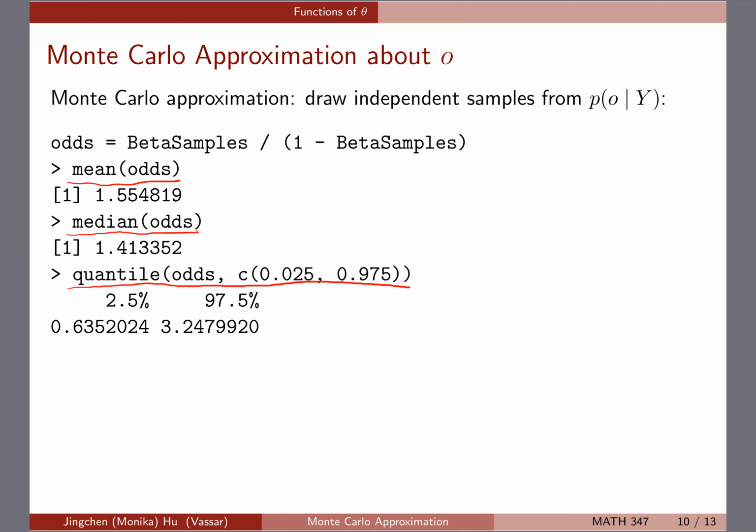And the way to do it is you still get the unknown parameter draws from whatever posterior you have, and then do one more step to generate draws of the new functions of the draws. Okay, so that's what you can do if you have a function of the unknown parameter. So this is one new use of Monte Carlo approximation.